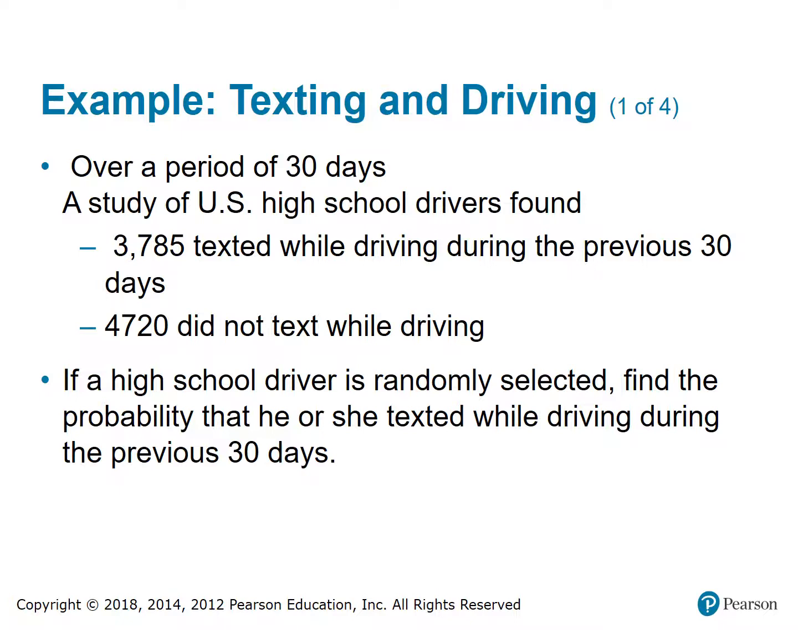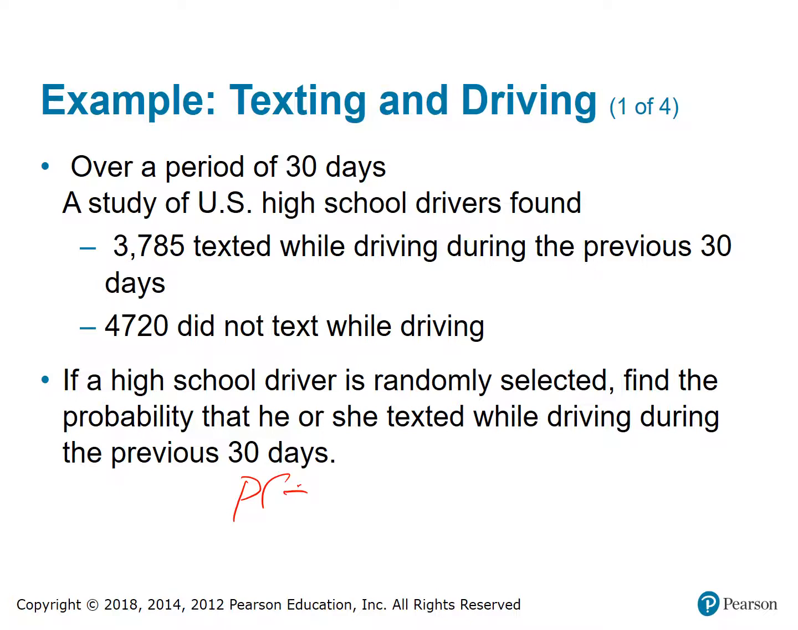So over this study of U.S. high school drivers, and this was over a period of 30 days, 3,785 texted while driving during the previous 30 days, and 4,720 did not text while driving. If a high school driver is randomly selected, find the probability that he or she texted while driving during the previous 30 days. So how would we calculate that probability? We're not going to run through the numbers, just how would we calculate that? So we just pull a random high schooler, and we want to know, did they text or not during the past 30 days? What's the probability?